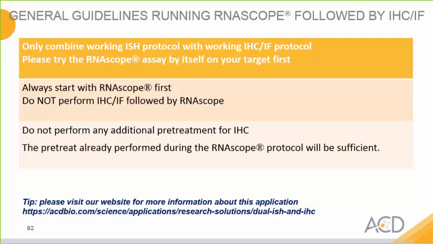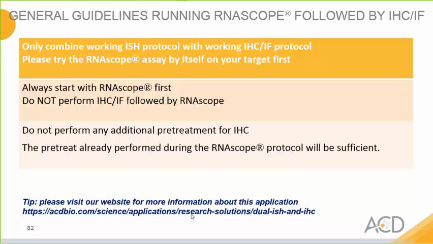So here are some general guidelines for running the RNAscope followed by IHC or IF: only combine a working ISH protocol with a working IHC or immunofluorescent protocol. So please try the RNAscope assay by itself on your target first. And then always start with RNAscope first, and do not perform IHC followed by RNAscope. And the other thing is you don't need to perform any additional pretreatment for IHC. The pretreat already performed during the RNAscope protocol will be sufficient. So again, please visit our website for information about this application.